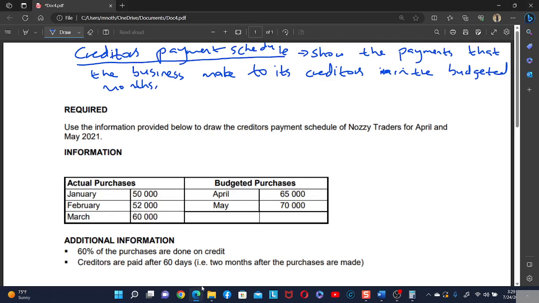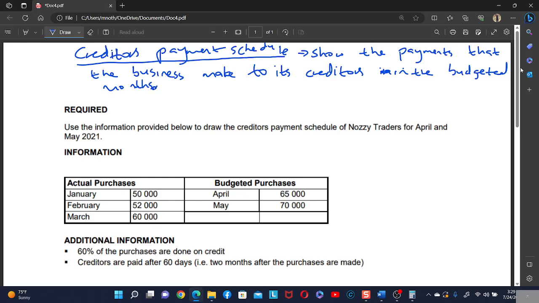Good day. Today we are going to focus on the creditors payment schedule. Just like we were preparing the debtors collection schedule, this is almost the same. It's just that now the business is the one that is making the payment to its creditors. The creditors payment schedule shows the payments that the business makes to its creditors in the budgeted months. So here the business is budgeting for the payment to its creditors.